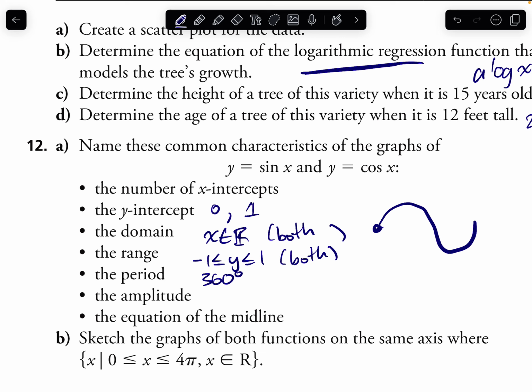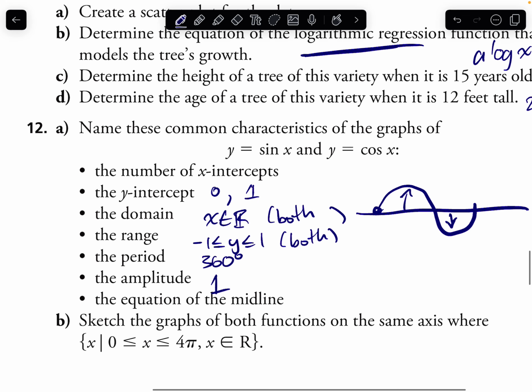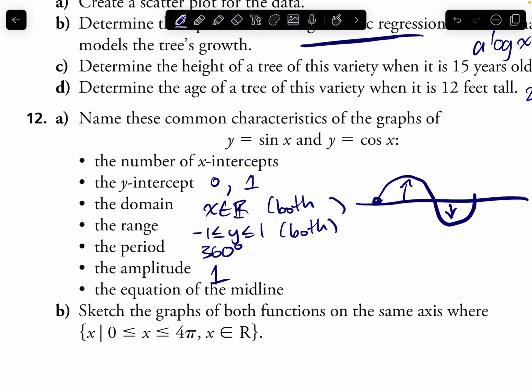And then amplitude is how far up it goes, which is 1, because if that's the 0 line, it goes up to 1 and down to -1. And the equation of the midline is y equals 0, because it runs along the x-axis, right? So this middle line is going to be at y equals 0.